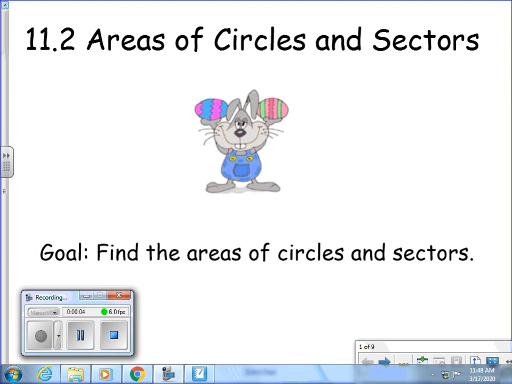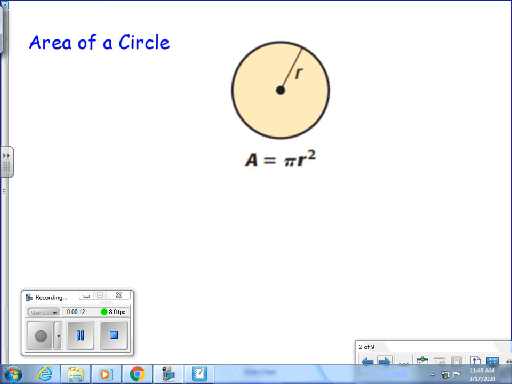11.2 areas of circles and sectors. And our goal is to find the areas of circles and sectors. Let's start with the area of a circle. Our equation is area is equal to pi r squared, where r is the radius of the circle.